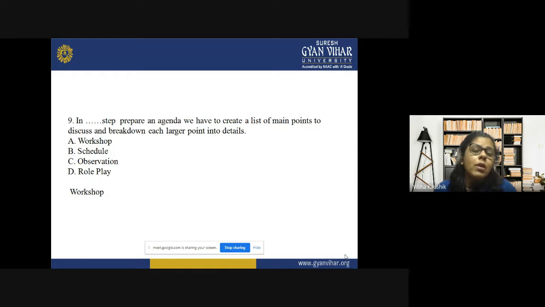Now the options are A. Workshop, B. Schedule, C. Observation, or D. Role play. These are the options, and the correct one is workshop. In workshop steps, prepare an agenda we have to create.